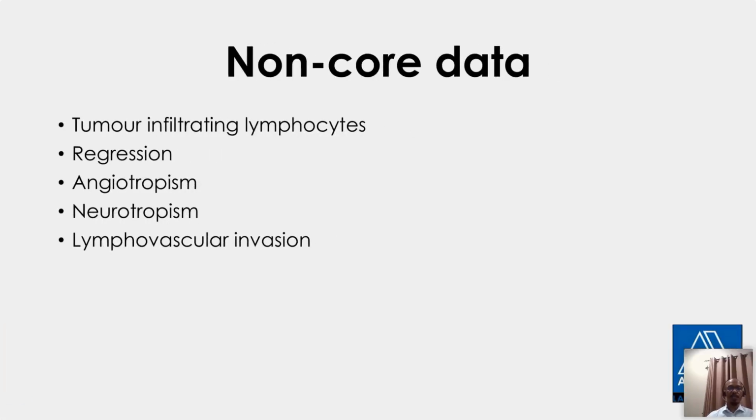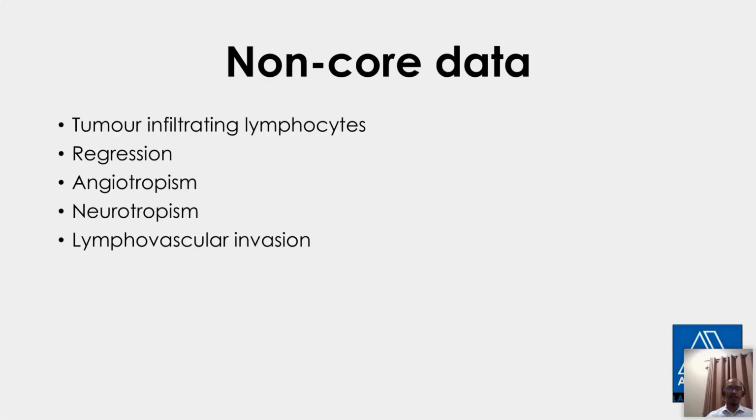There are also some data which is non-core, but it's still nice to report because it provides the clinician with some useful information. Things like tumor infiltrating lymphocytes, it's a positive prognostic marker because it's telling you that the patient's immune system does recognize the melanoma and is trying to destroy it.